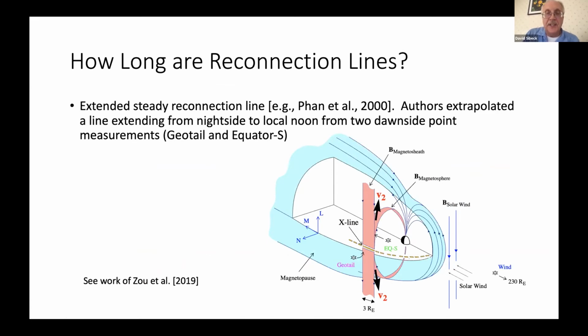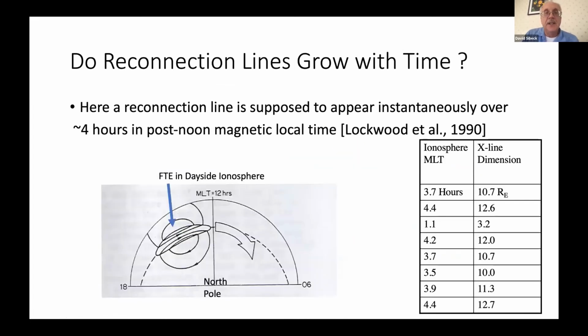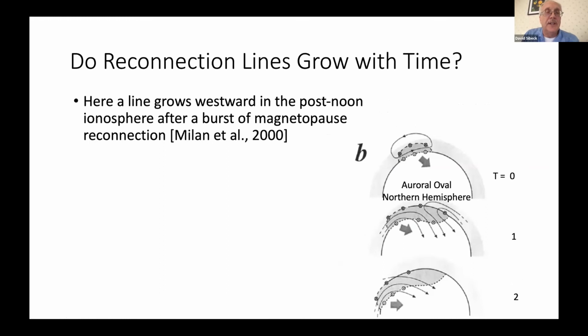How big is a reconnection line? Do reconnection lines grow with time? In this early work by Lockwood, it was assumed that a reconnection line could appear suddenly over 4 hours or more in local time and produce an event just like that by snapping your fingers. Other papers like this one by Steve Milan attribute reconnection to some process that grows along the magnetopause, along the auroral oval, and continues after an initial burst.